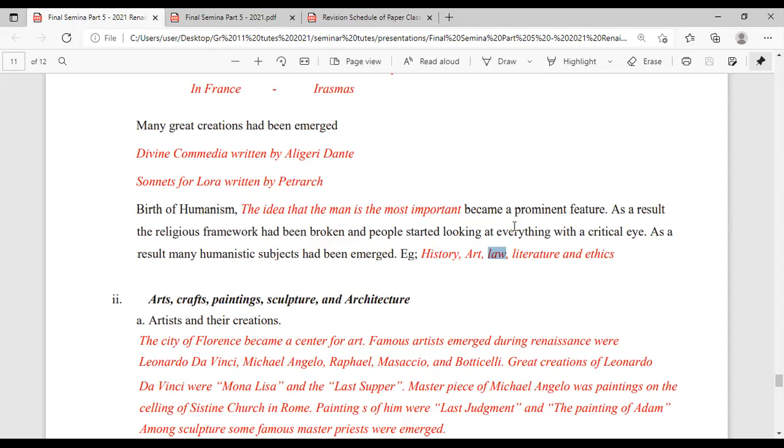Then, what were the results of the Renaissance? That can also be given. Different wording may be there for the question, but the answer is the same.